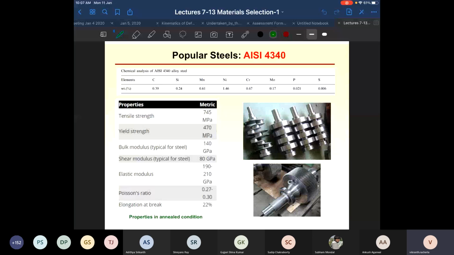So in the last class, I had started talking about different materials which we use in engineering applications. Broadly speaking, I had said that you have three classes of materials: polymers, metals, and ceramics. Now, metals are used wherever you have a requirement of stiffness and toughness. What does the word stiffness signify?